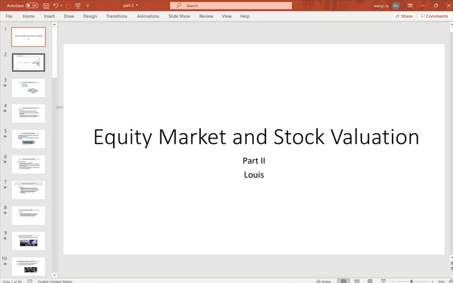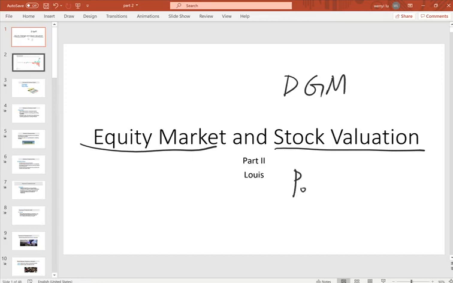Okay, so now let's go to part 2 of the chapter on the equity market and stock valuations. In the last class, we studied the one stage and two stage model, the two period model, and we also derived the dividend growth models, that's P0 equal to D1 over R minus G.